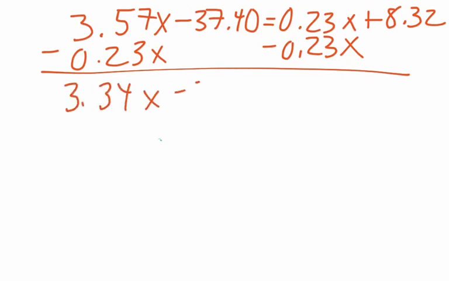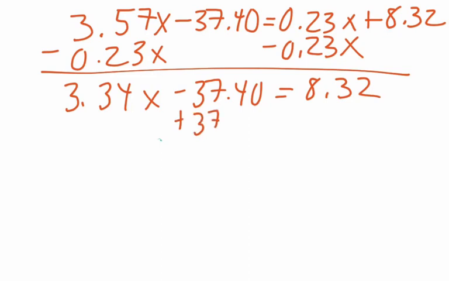3.34x minus 37.40. Of course, 0.23 minus 0.23 is 0. So that's why that cancels out. You never want to lose sight of that. Here I'm subtracting, so I undo subtraction with addition. All of this algebra works exactly the same way.